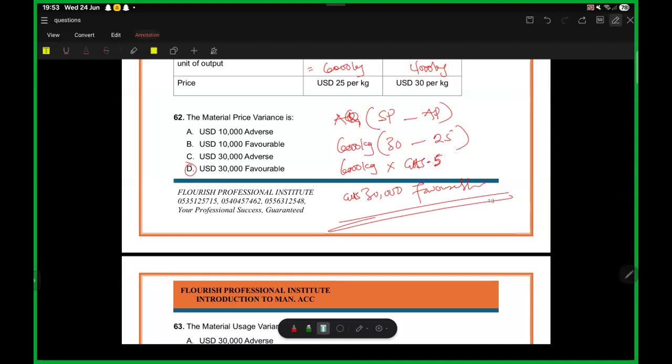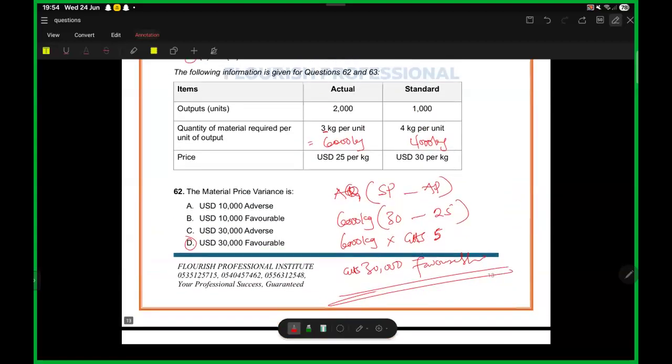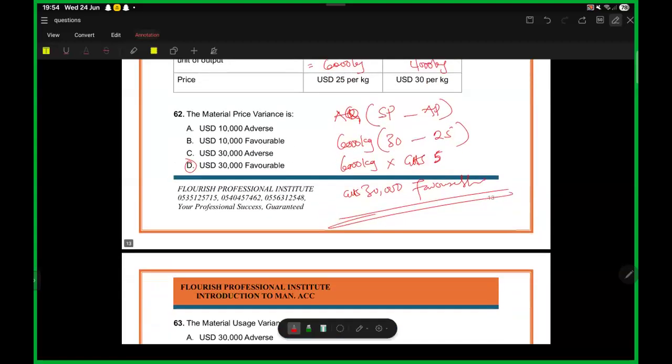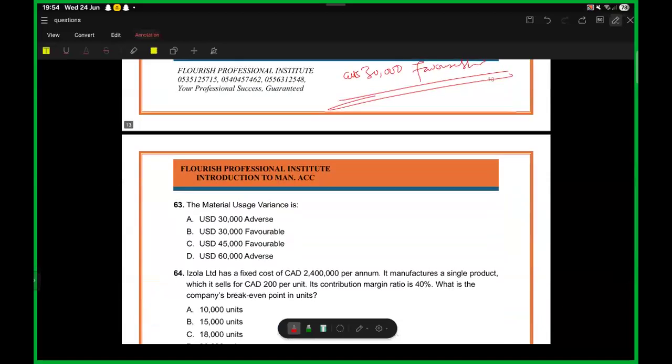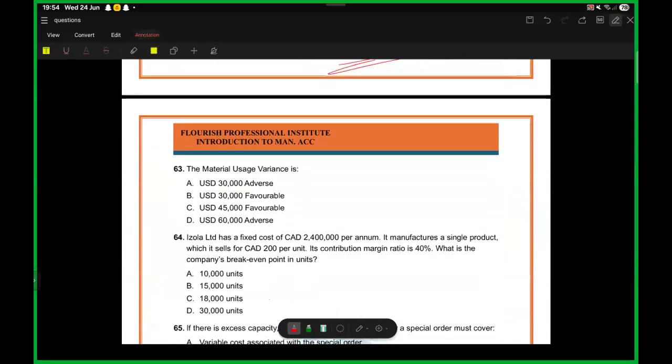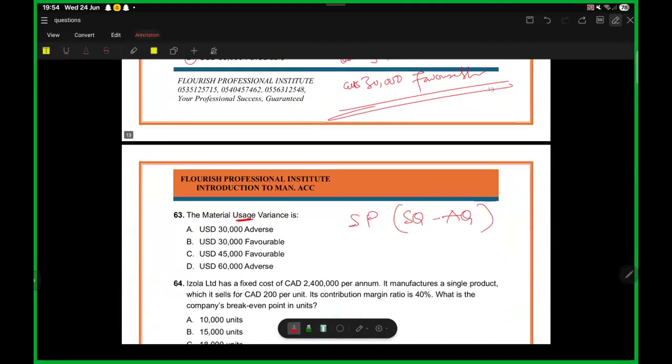Okay, let me just clean. Hope you are together with this. It's very simple. Can we go to 63? All right, so 63 is telling us we should calculate the usage, which is the quantity. So the focus, the bracket, is on what? Quantity. So it will become your standard quantity minus your actual quantity, over your standard price. Sorry, times your standard price.